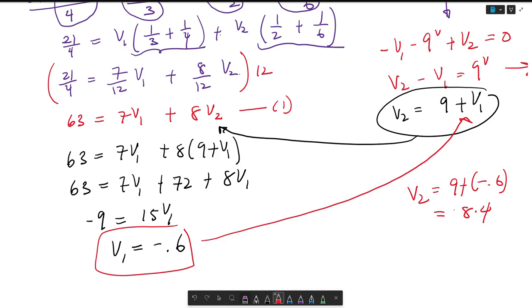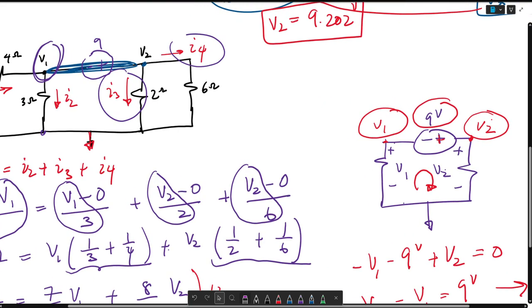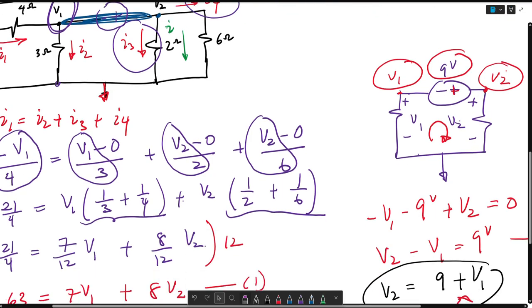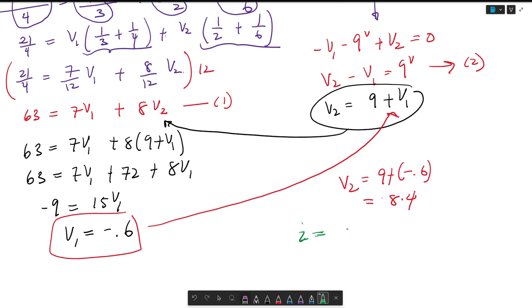And lastly, let's say we wanted to find the current through this 2 ohm resistor. Let's call it I. So I, maybe pause the video and solve it. But I is equal to 8.4 over 2. Right. Again, let me rewrite. This is V2 divided by 2 ohms. And this is 4.2 amps. I forgot to put my units. This is in volts. This is 0.6 volts.